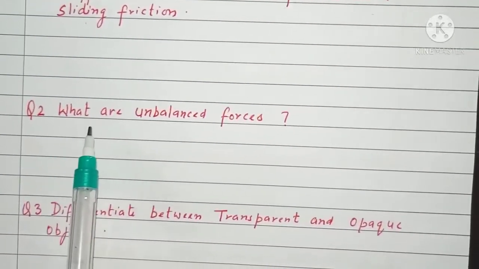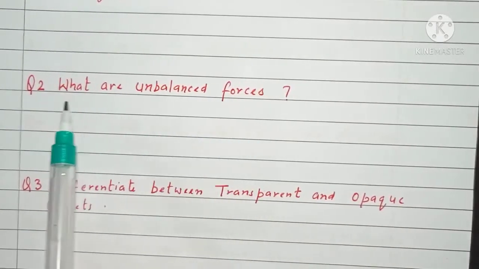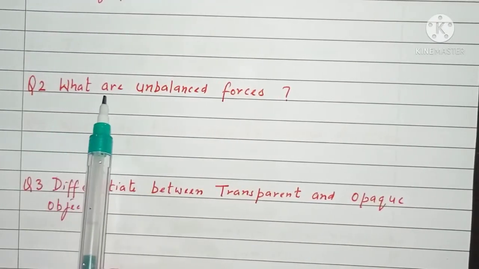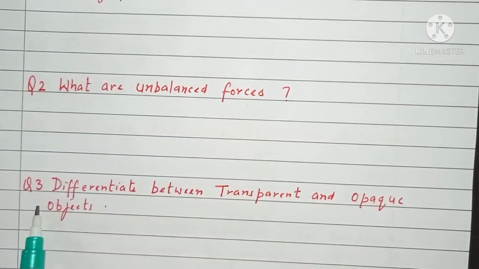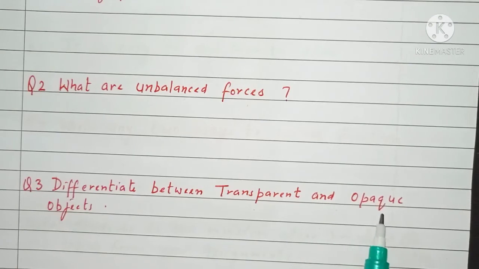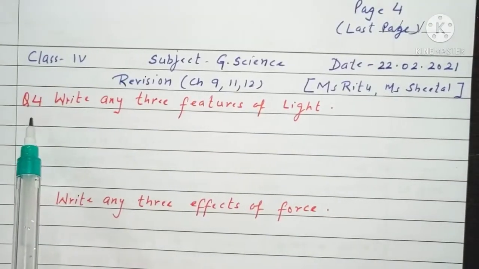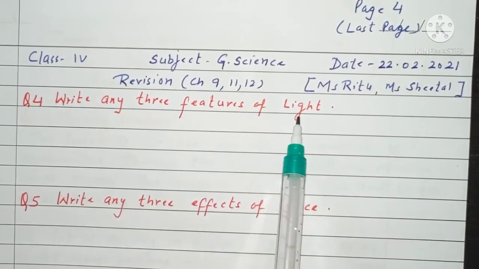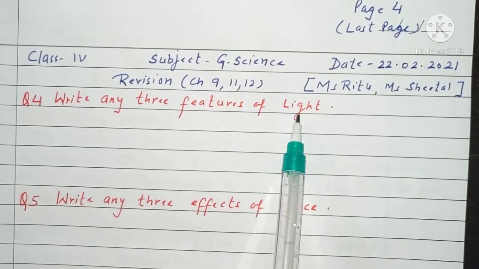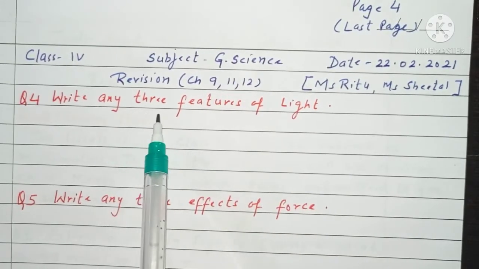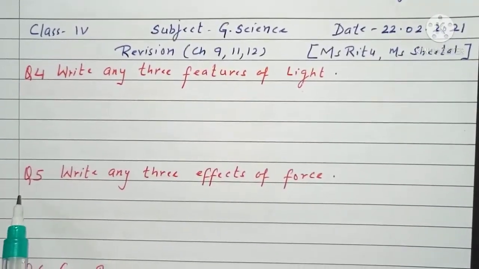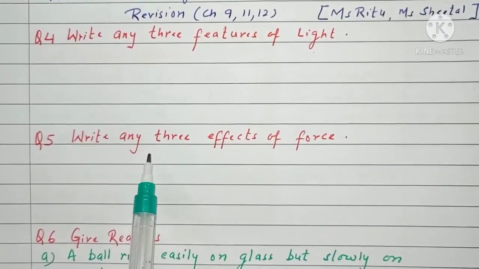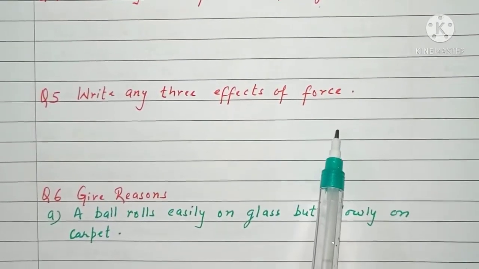In question number 2, we know there are two types of forces. And here you have to write down what are unbalanced forces. In question number 3, we have to write down the difference between transparent and opaque objects. Question number 4, write any 3 features of light. We have done around 6 to 7 features of light. So here mention only 3 features of light. I hope you all remember. And in question number 5, we have to write any 3 effects of force.